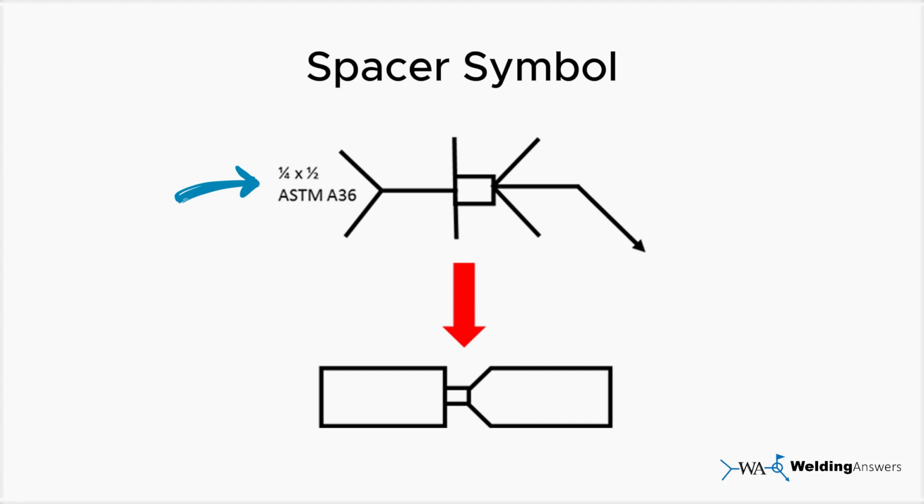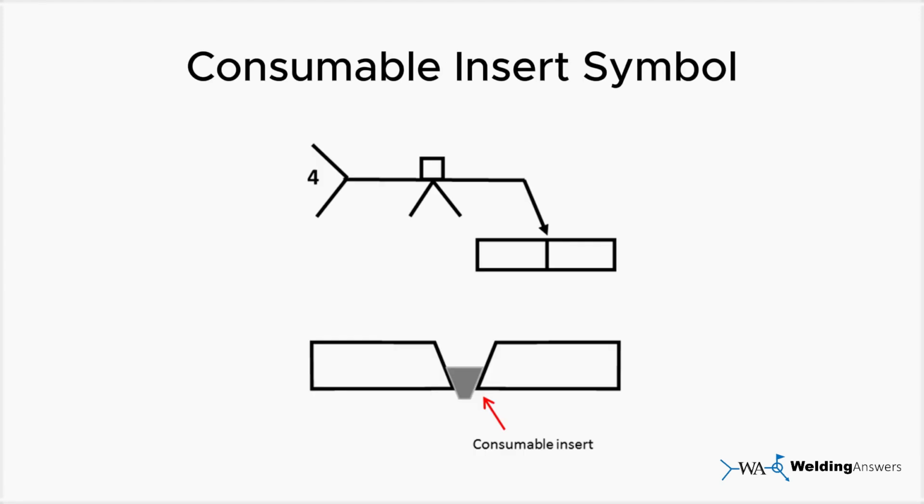Consumable insert symbol. If a consumable insert is to be used, its symbol is a square placed on the side of the reference line, opposite to the groove weld symbol. Be careful not to confuse this with the backing strip symbol, which looks similar. There are different classes of consumable inserts, and the specific class to be used must be clearly specified in the tail section of the welding symbol.